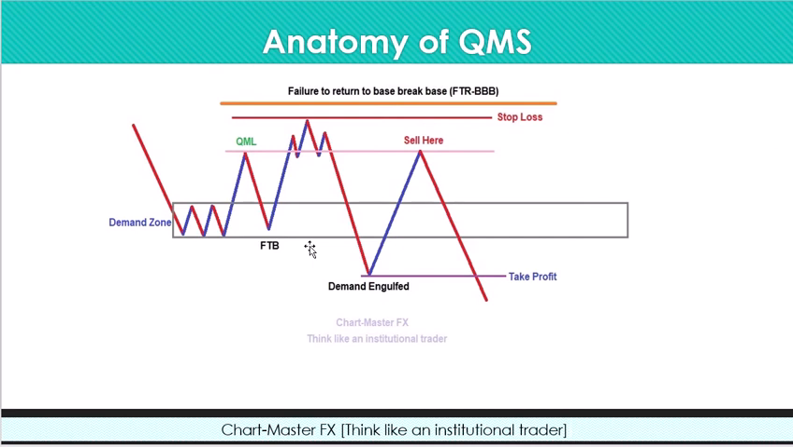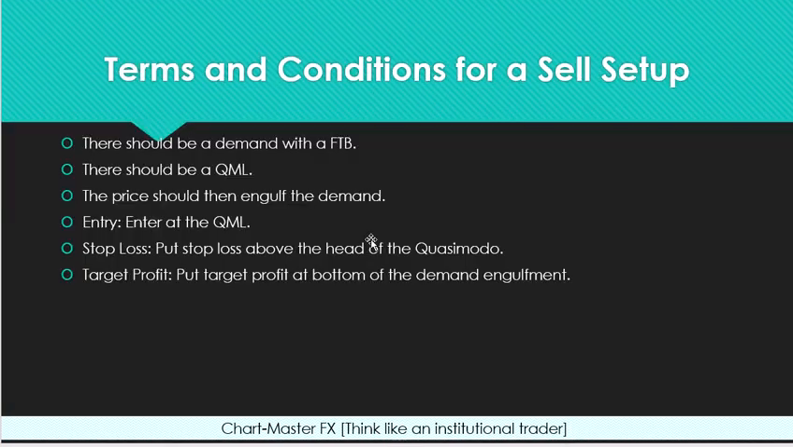So guys, this is the Quasimodo sniper, as you can see. You put your stop loss just above the cap area. Remember, this is our cap area, and we put the stop loss just above here, and your take profit comes on the depth of the demand engulfment. So guys, this is the anatomy of the QMS. These are the terms and conditions for a sales setup of the QMS.